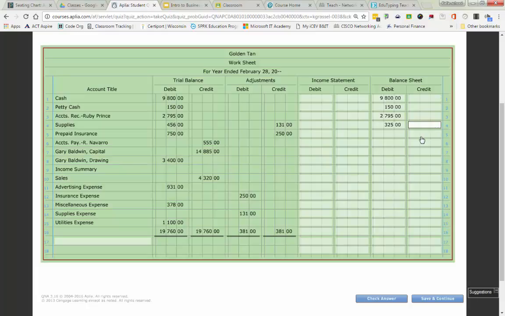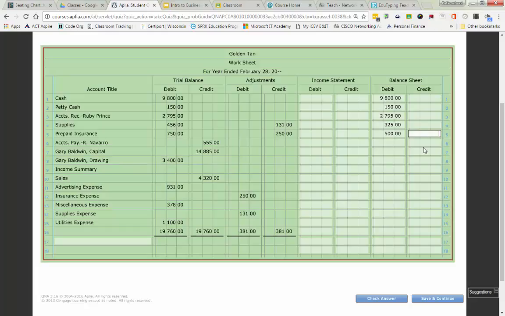So that is why every time I say take a look at what's on your trial balance and look at your adjustment column, because you will see that the adjustment has a credit of $131. So I have to subtract the two. I'm going to do exactly the same thing with prepaid insurance. It's going to have a trial balance of $750 and it has a credit on our adjustments of $250. So I'm going to have $500 in the debit balance. I think I said that number right. So far, all of those have been debited.